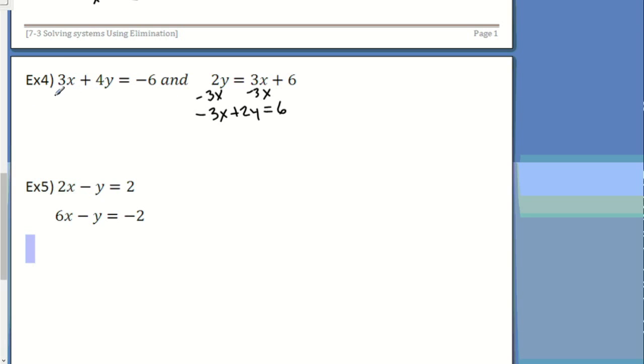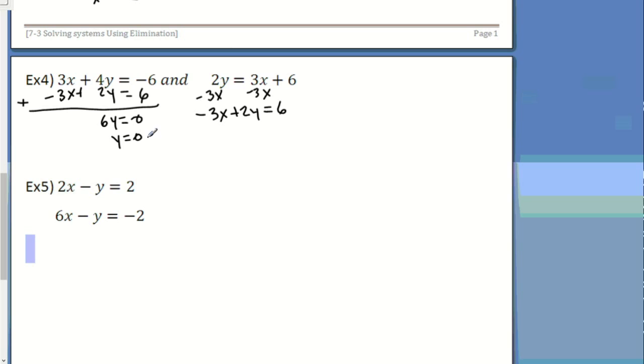So when I line them up and I add them, I get negative 3x plus 2y equals 6. And I add these together. And because now they're opposites, they're going to make 0. Those go away, right? And I'm left with 4y plus 2y is 6y equals negative 6 plus 6 is 0. So y must be 0.